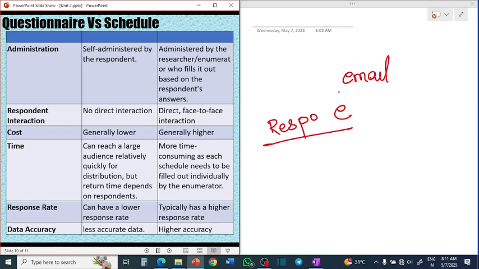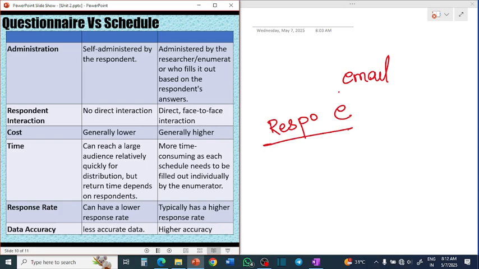Cost. In the case of questionnaire, we are giving the questionnaire by ourselves and collecting the data. So in questionnaire, the cost is generally low. But when we are arranging a schedule type, we have to give some money to the enumerator. Usually, we give some money or some advantage to the enumerator for the work he is doing. So in this, the cost is generally high.